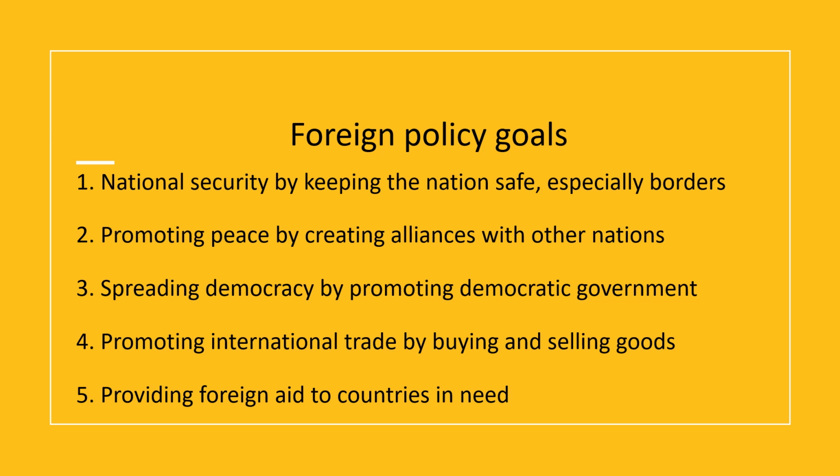What about foreign policy goals? Foreign policy goals include national security by keeping the nation safe, especially borders, promoting peace by creating alliances with other nations, spreading democracy by promoting democratic government, promoting international trade by buying and selling goods, and providing foreign aid to countries in need. So you can see that all of the issues that are raised on this slide would affect people equally. Everyone benefits from national security. Everyone benefits by promoting peace and spreading democracy and having more opportunities to buy and sell goods than fewer. And also to look at other countries that are in need and look at the reasons why it would be helpful to help those countries in need through foreign aid.